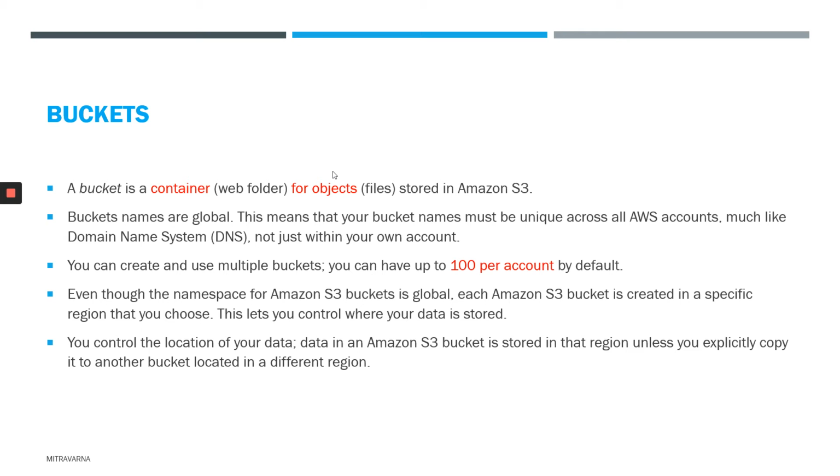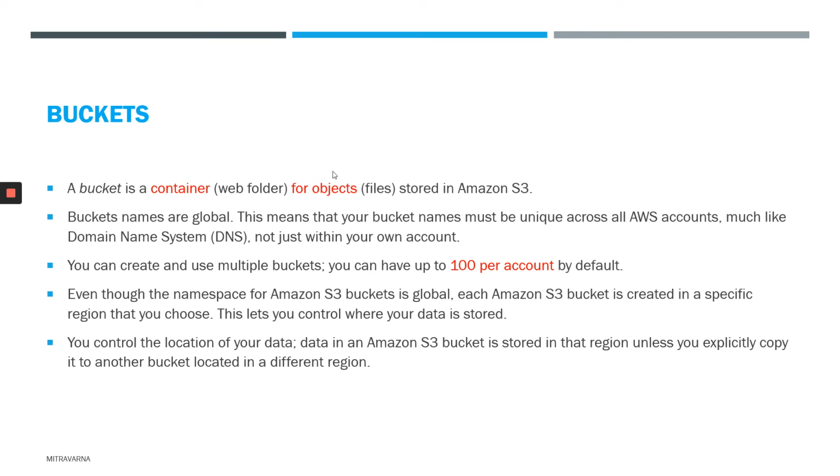And bucket names are global. This is a very important point. This means that your bucket names must be unique across all AWS accounts, much like domain name system, not just within your own account. You can create and use multiple buckets. You can have up to 100 per account by default.